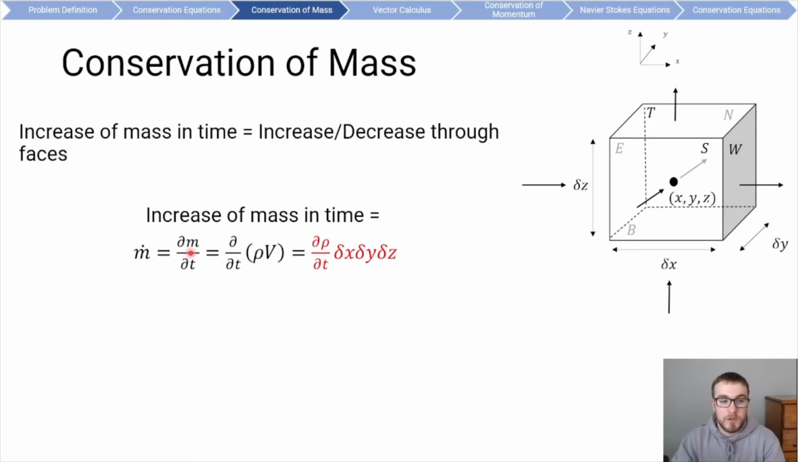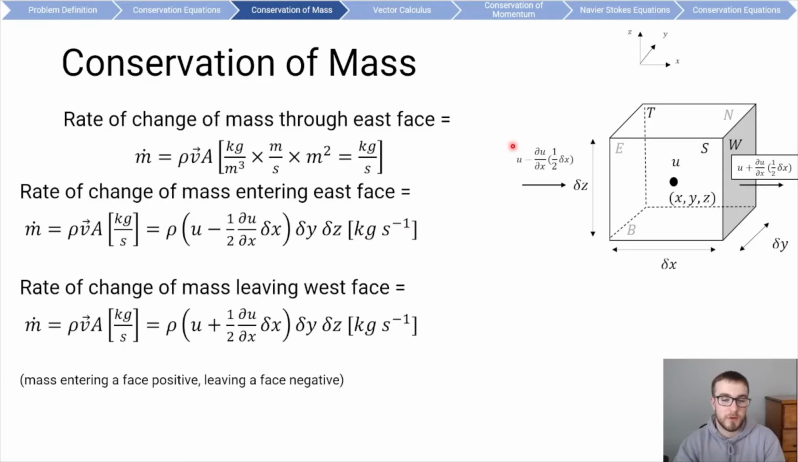And since we know that the mass of the fluid element is simply equal to rho V, we can substitute that into our equation. And then since we know the volume of our fluid element is delta x, delta y, delta z, we can sub that in for our volume. And this gives us an expression for the increase or decrease of mass in time. Now all we have left to do is determine what the increase or decrease of mass through the faces are. And this is where we can use our Taylor series expansion to help us.